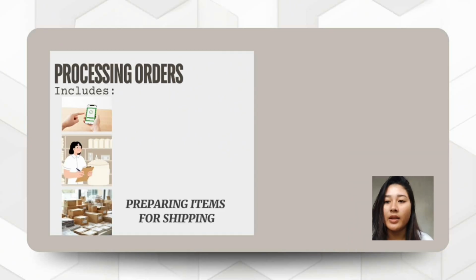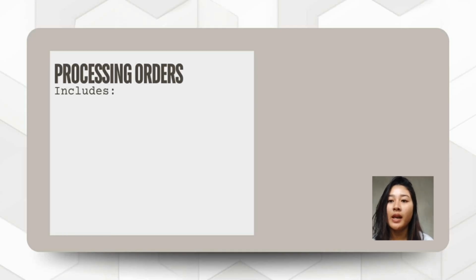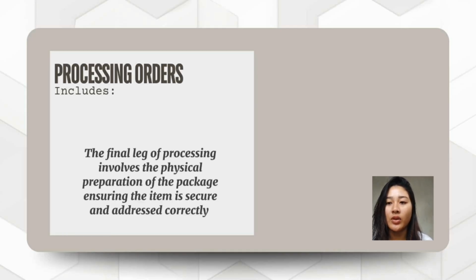The last part is preparing the items for shipping. The final leg of processing involves the physical preparation of the package, ensuring the item is secure and addressed correctly. The fulfillment team uses generated lists to physically retrieve the item. High accuracy here is key. Quality checks should be performed to ensure the correct SKU and quality are picked.